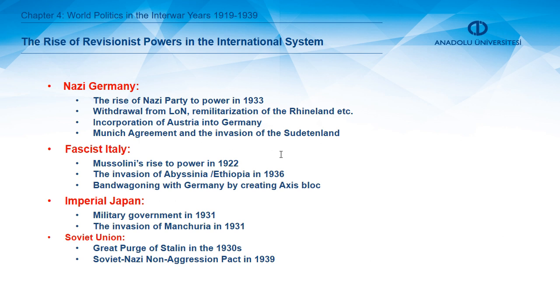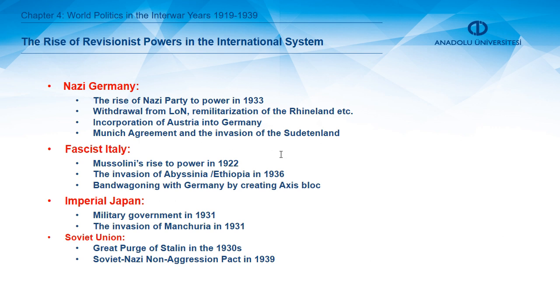As for the rise of the revisionist powers in the international system, there were four key revisionist great powers. The first is Nazi Germany, the second is Fascist Italy, and then Imperial Japan and the Soviet Union. The Nazi Party came to power in 1932 after the burning of the Reichstag. Hitler created an authoritarian regime, and then he made revisionist changes in Germany's foreign policy. For instance, Germany withdrew from the League of Nations in 1933, and then remilitarized the Rhineland, which was prohibited by the Treaty of Versailles, and also rebuilt and increased the army, and then incorporated Austria into Germany. And of course, in the Munich Agreement, Nazi Germany took the Sudetenland, part of Czechoslovakia.